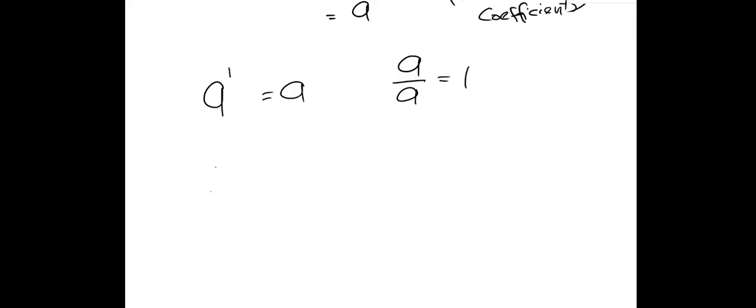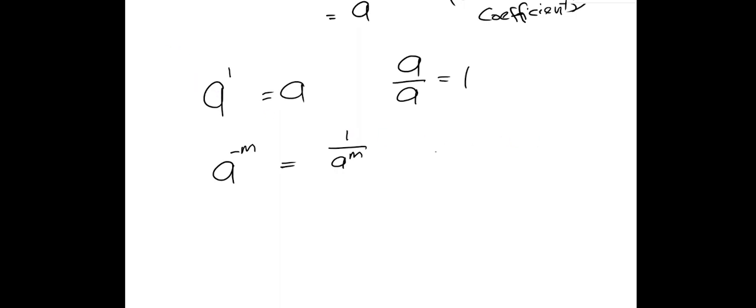Here's one that throws quite a lot of students off. A to the power of negative m. How could we rewrite that? Well, it is actually equivalent to 1 over a to the m, where the sign changes. Negative sign, positive sign there.